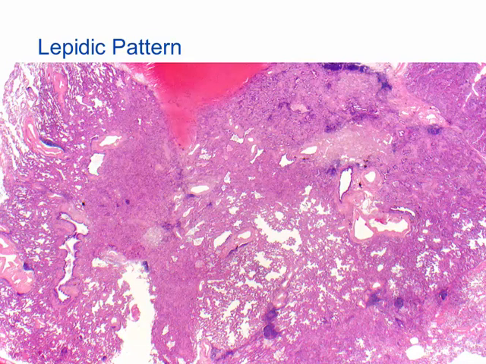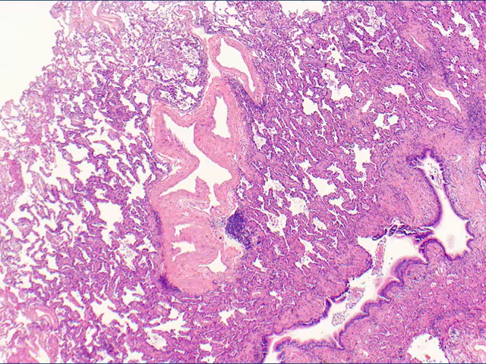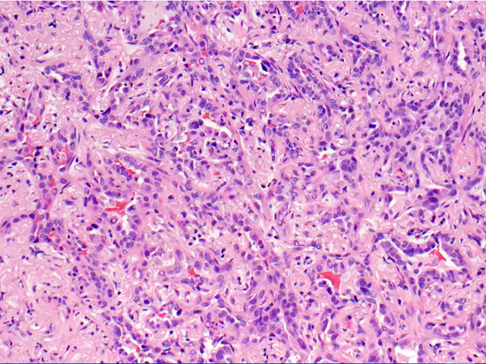Here's an example of lepidic growth pattern. We appreciate the preserved lung architecture that is lined by the neoplastic cells. On higher power, again, the thickened interstitium lined by neoplastic cells, indicative of lepidic growth pattern. In another area, there was clearly invasion, and this area was larger than 5 millimeters.